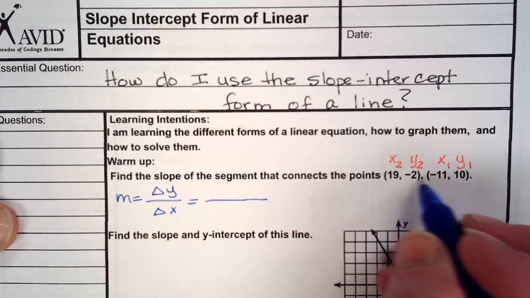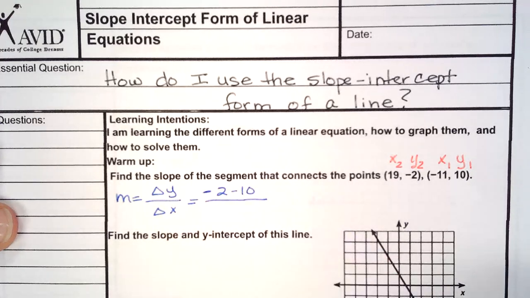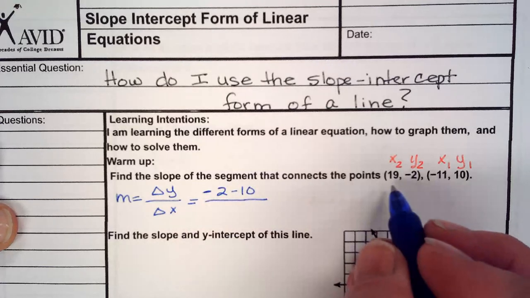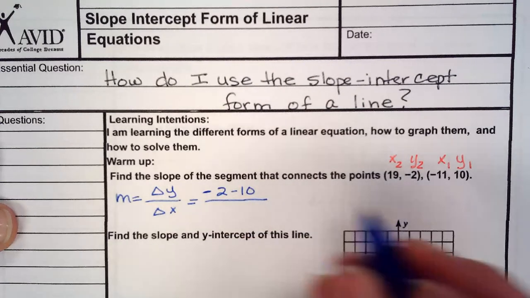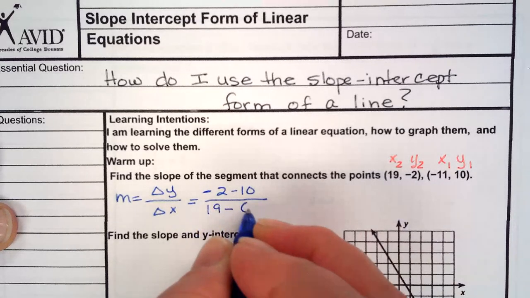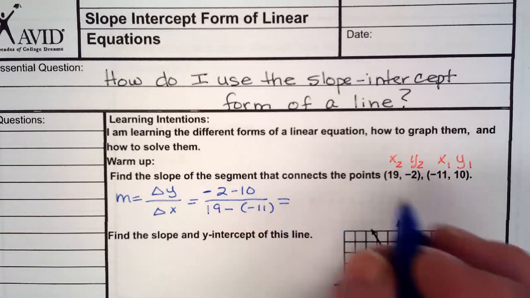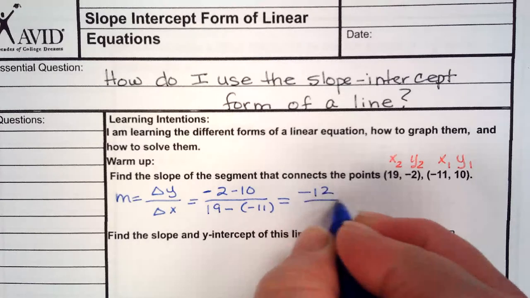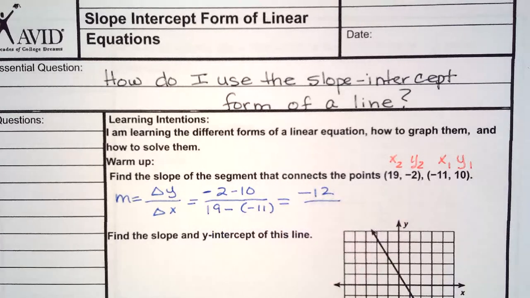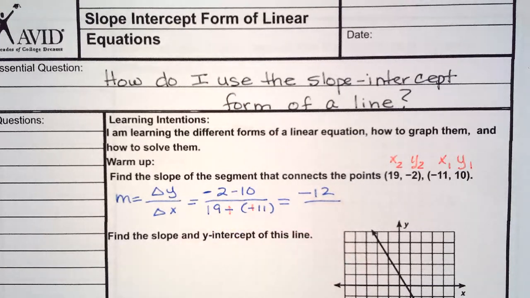My y values are -2 and 10. -2 minus 10. My x values are 19 and -11. 19 minus -11. -2 minus 10 is -12. 19 minus the -11 is 19 plus 11, which is 30.